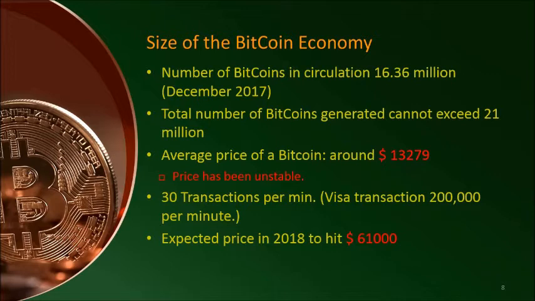The average price of Bitcoin is around $1,379. That's the rate of December 31, 2017. Its price has been unstable. Towards the beginning of 2017, its price was about $600, but by the end of the year the value has reached $13,000 and above.